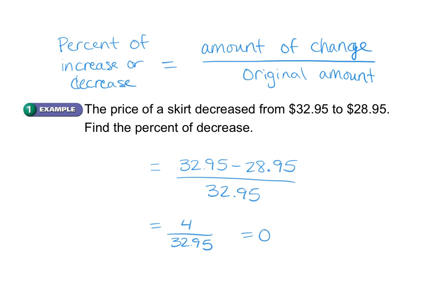That's going to get me 0.12. To change that into a percent, I'm going to move my decimal place 2 places to the right, so I get 12%. So there's a 12% decrease in the price of that skirt.